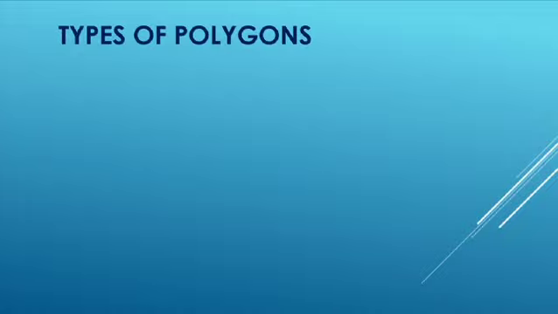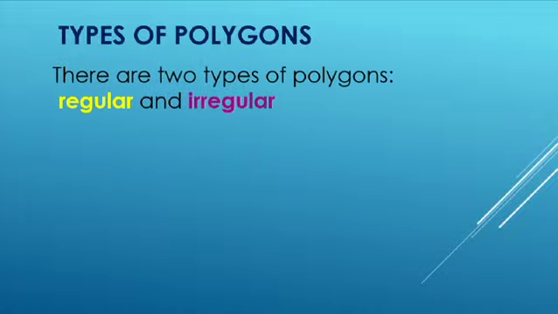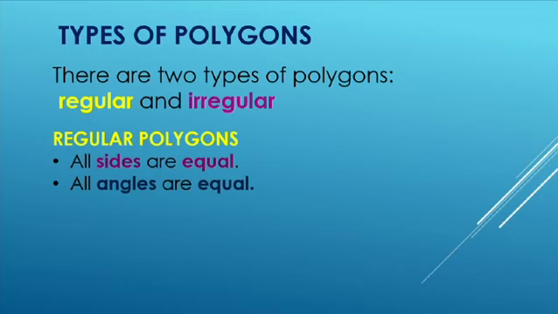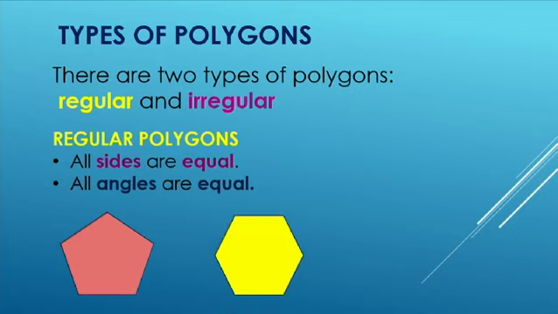Now, how many types of polygon do we have? Well, we have mainly 2 types of polygon. These are regular and irregular polygons. What do we mean by that? Regular polygons, all the sides are equal and all the angles are equal, right? For example, here that's a pentagon, a regular pentagon. All the sides and all the angles are equal.